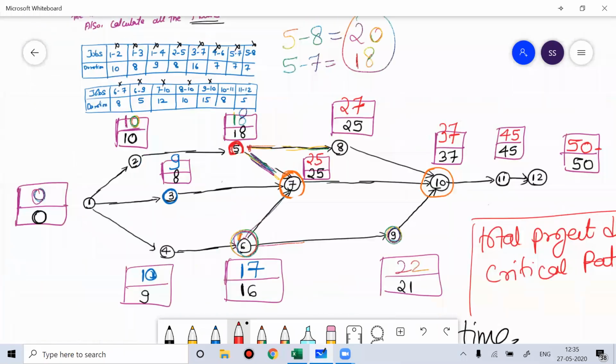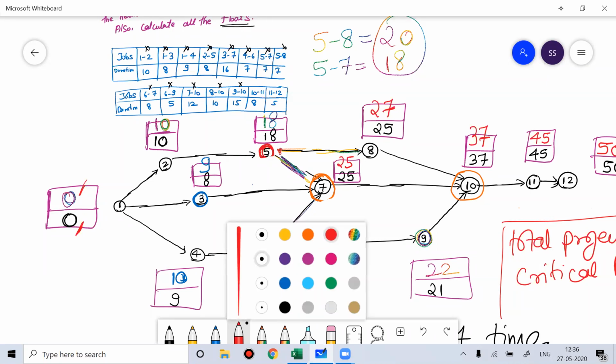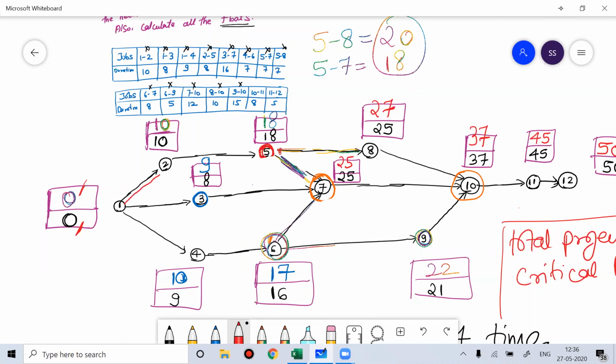In order to determine the critical path, it is very easy. You just see the earliest time and the latest time. If they're the same, then that would be a node of the critical path. So you can see 0 0, 10 10. This is your critical path. You can see 9 8, here 10 9, so they can't be part of the critical path. Here you can see 18 18, so this is part of your critical path.